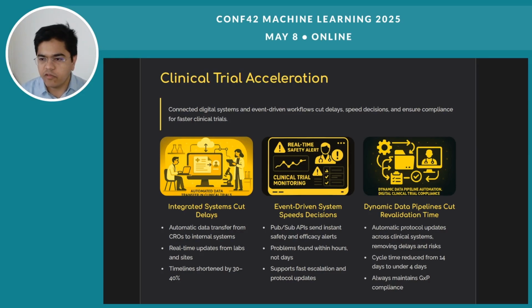They can decide whether this vaccine is working effectively, what kind of doses are required, or what kind of diverse population is required in the clinical trials. So those kinds of decisions they can make faster. It also helps reduce timelines from 14 days to under 4 days. And because of this integration architecture, it maintains GxP compliance.